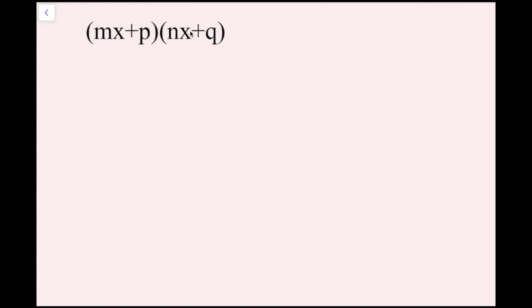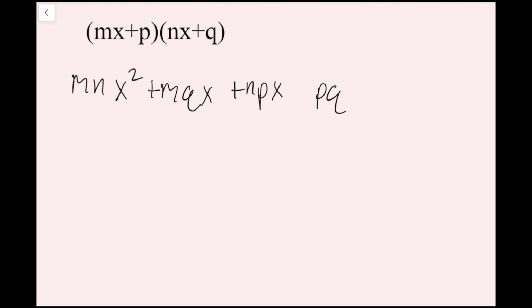So right now, I'm going to multiply mx plus p, that quantity, times the quantity nx plus q to introduce our next method of factoring here. If I FOIL this out, I get mx times nx, which is mnx squared. And then I do mx times q, that's mqx, positive, of course. And then if I do p times nx, that is plus npx. And then p times q is just going to be plus pq.